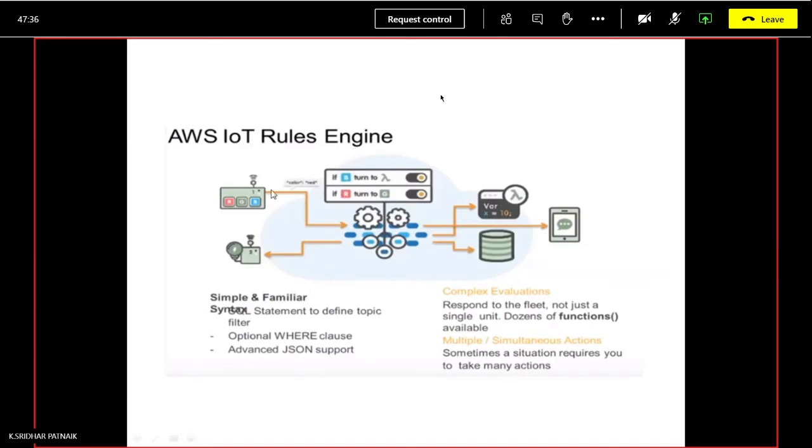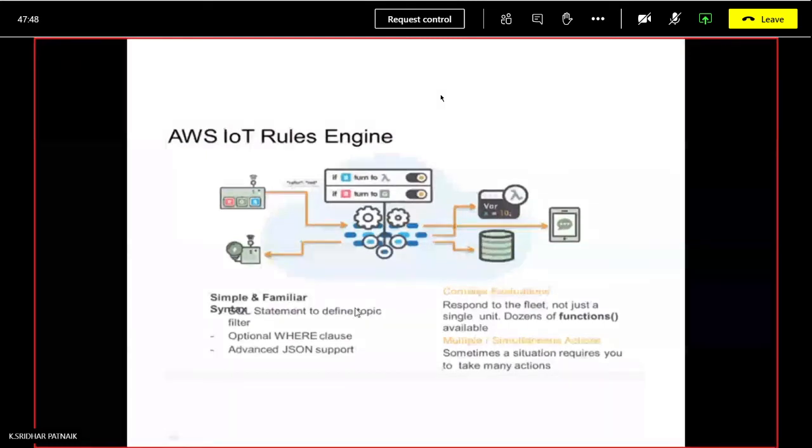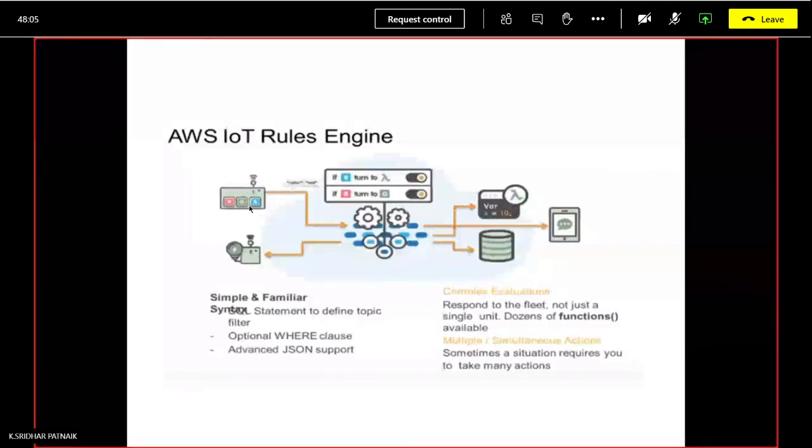Here is a sample example, where a rule can turn to Lambda. It has a simple and familiar syntax, a statement to define the topic, optional conditions, and so you can write your own rules in AWS, depending on the type of application you're working on. So that is what a rules engine is. There is something similar in expert systems and fuzzy logic also. Once the data is collected, how will the decision be made by the cloud or the corresponding actuators connected to the end devices?